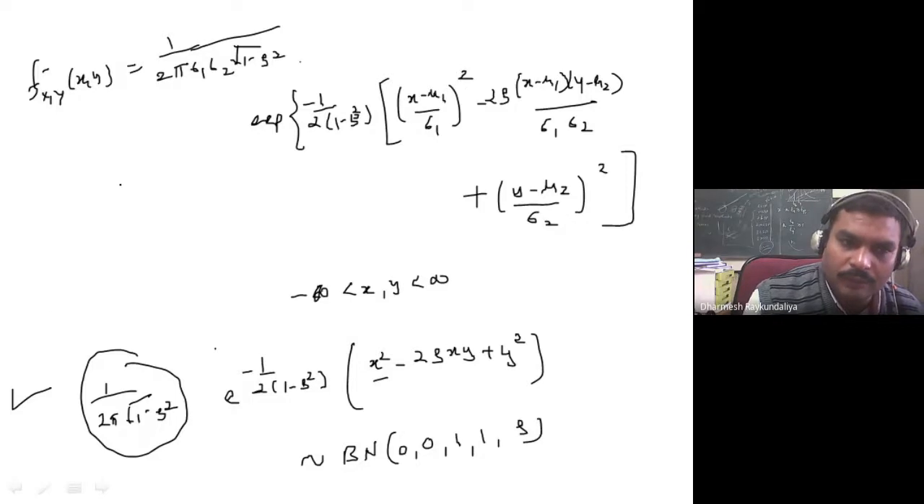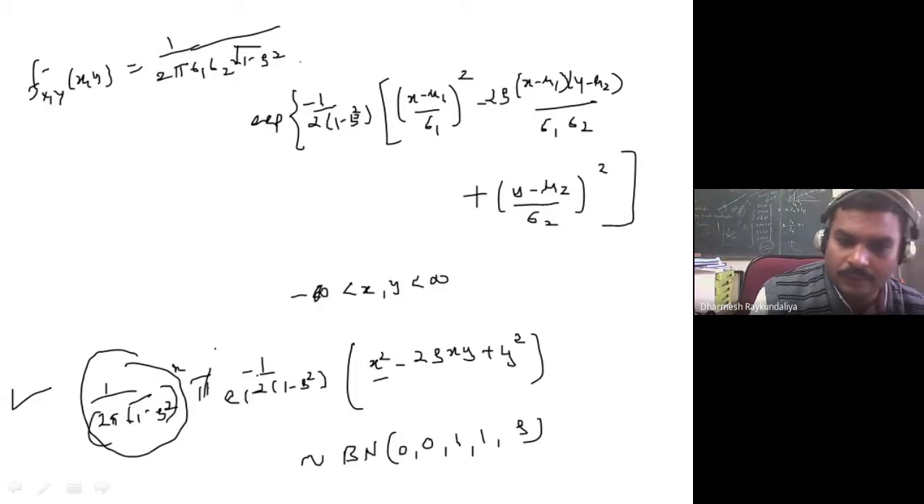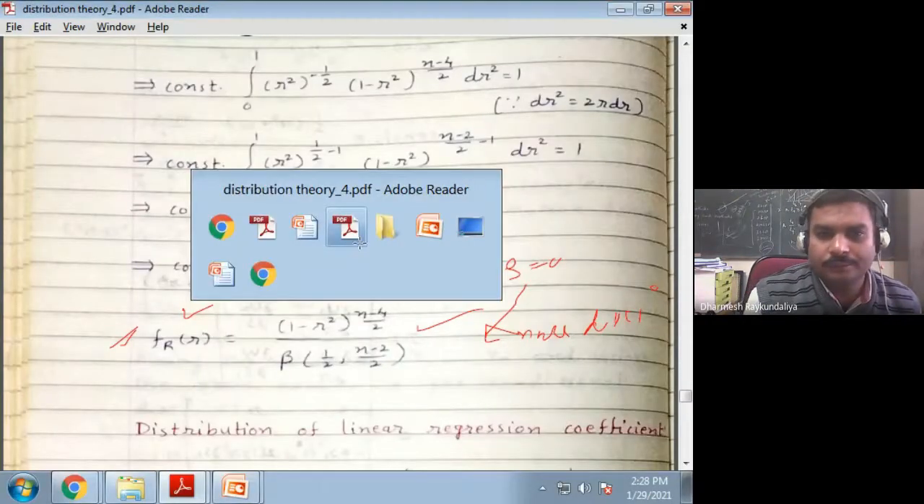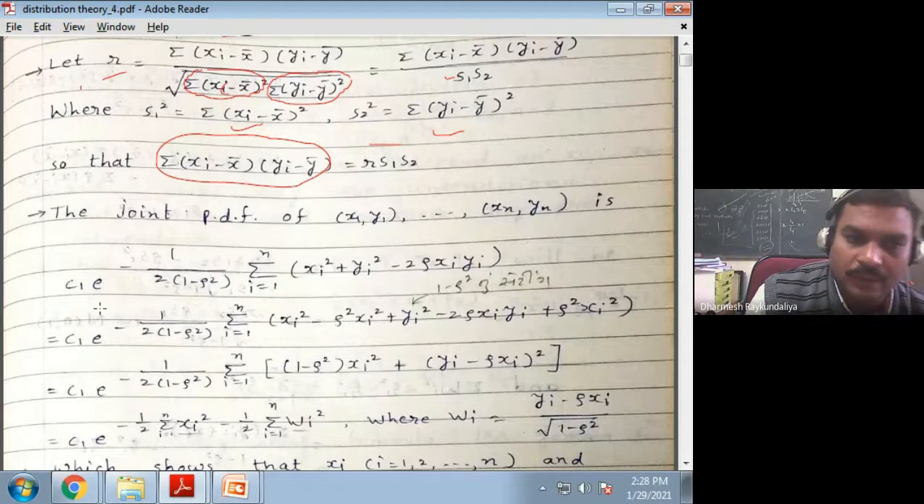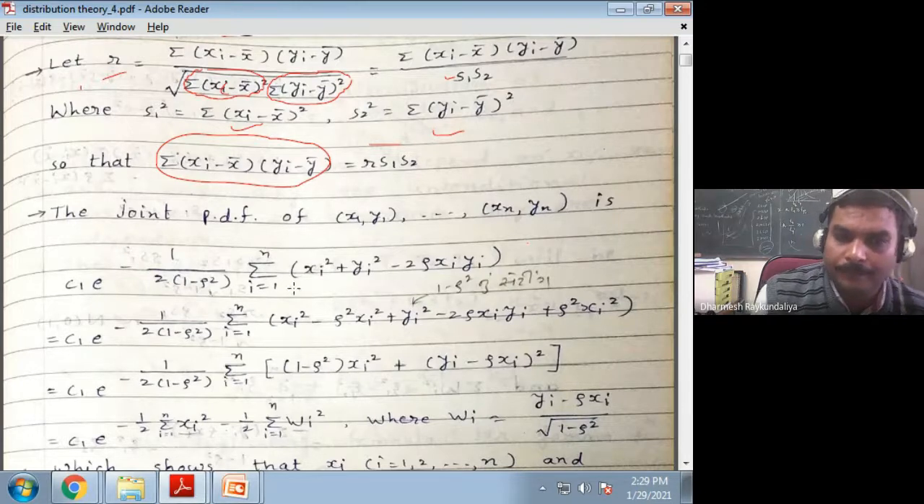because this is only one x and y. But I have how many such observations? N observations. It is a product. And when you say the product, it means a power n, and the e power becomes the summation of this. So that is how it is written, the summation of this, and C1 is nothing but (1 upon 2 pi root 1 minus rho square) raised to n.